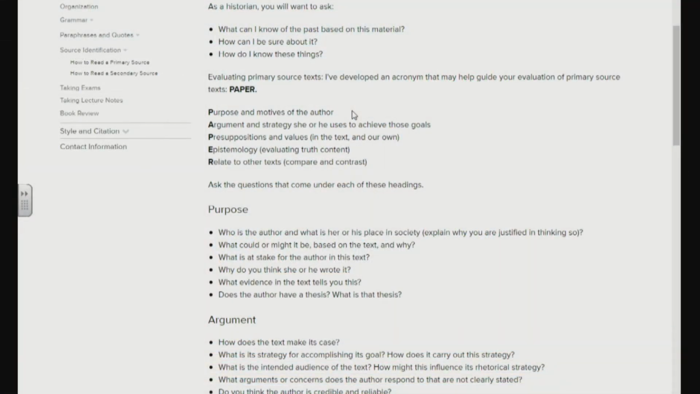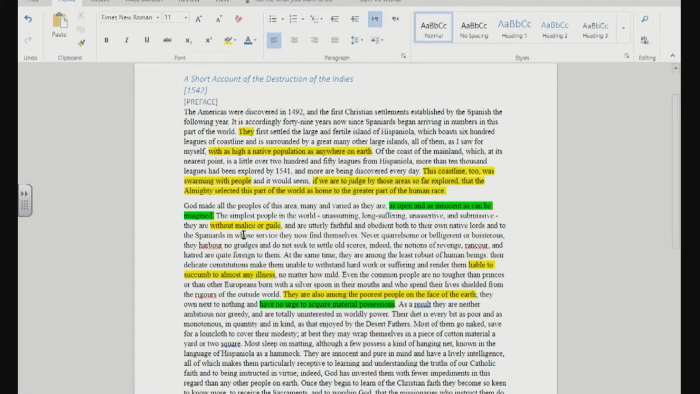What are his presuppositions and values? Well, I think the text tells us quite a bit about his presuppositions and values. If we switch over again to the document, we can see that he's surprised that these Native Americans have no malice or guilt, that he is surprised that they are open and innocent. He's probably surprised at the lack of clothing that they wear, although that's just a guess. That's not here in the document as far as we have read. He is surprised that they are not warlike. He is surprised that they're obedient to the Spanish, and he's surprised that they're not used to the hard work, even if they're common farming people.